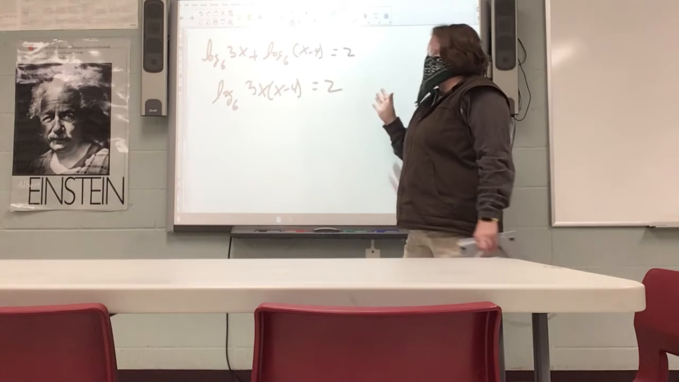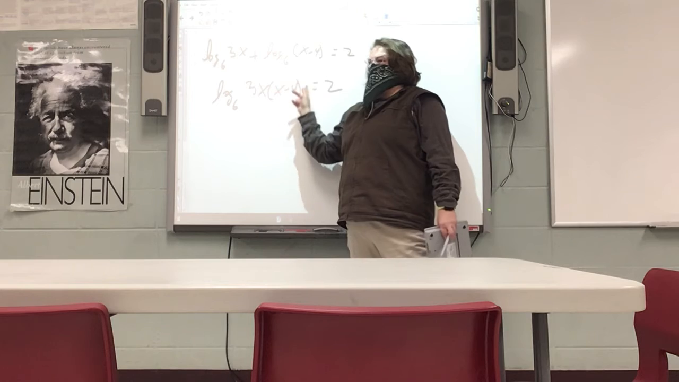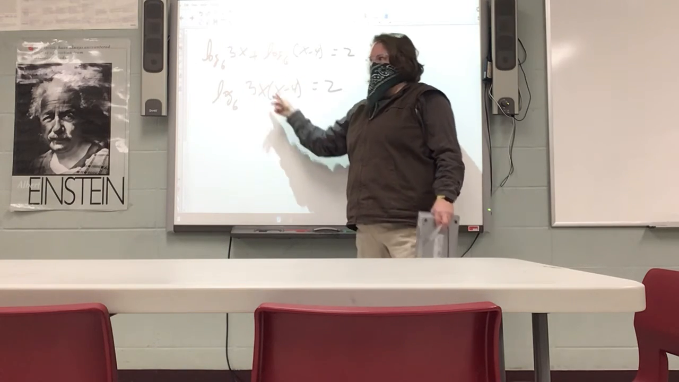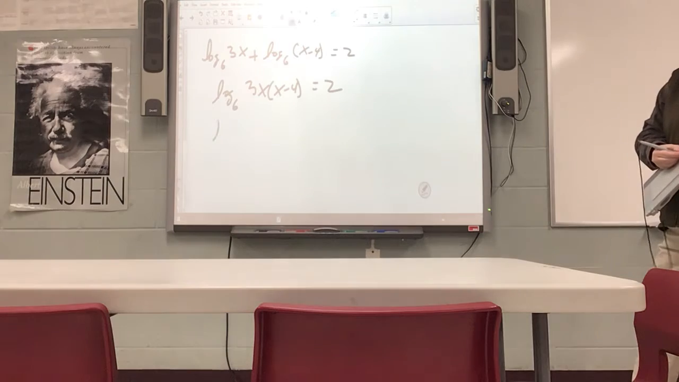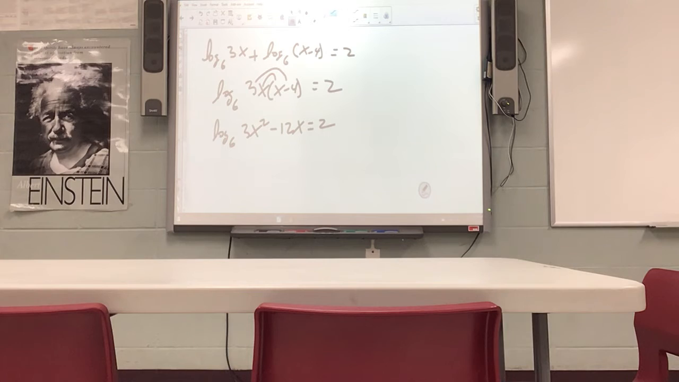So now it's just like the last problem that we did. You're going to write it in bin form. I'm going to go ahead and distribute here before I do my bin form. So I'm going to write log base 6 of 3x squared minus 12x is equal to 2. Okay, so now I've got one log, and Christian reminded us to write that in exponential form. So what's my b? 6 to the what? Squared, equals all that stuff there.